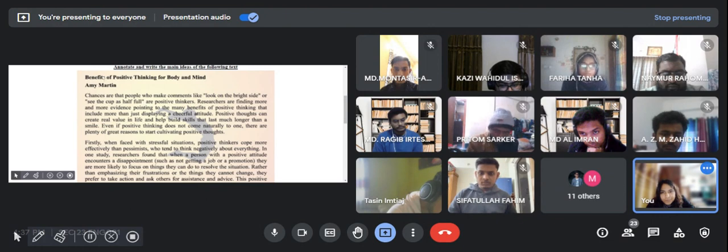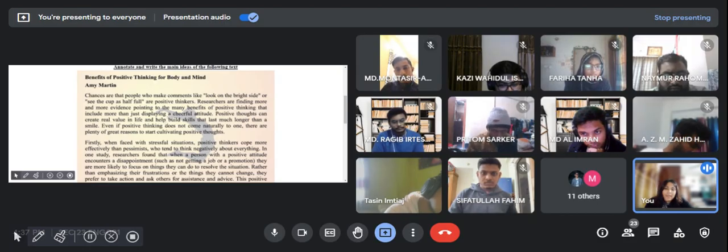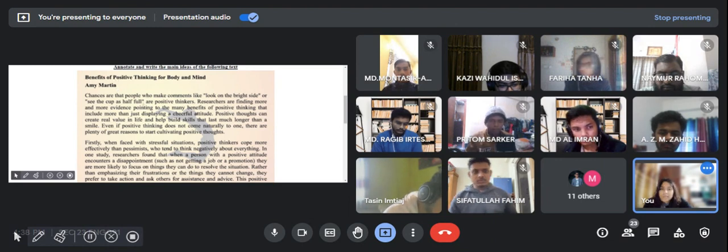So I will write here, inverted comma starts, Benefits of Positive Thinking for Body and Mind, inverted comma closes, written by Amy Martin, focuses that positive thoughts can make a person add real value in his life, and it also helps to build skills that last forever. Let's say this is my first main idea. I have written the first main idea like this. But if you notice, I wrote the first main idea by doing citation. Citation is simple. You just have to write down the name of the article and the name of the author. Does it make sense?